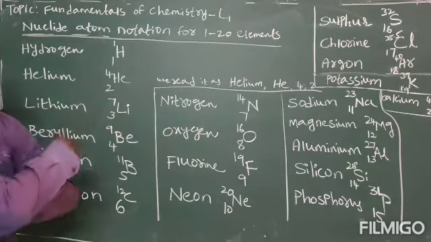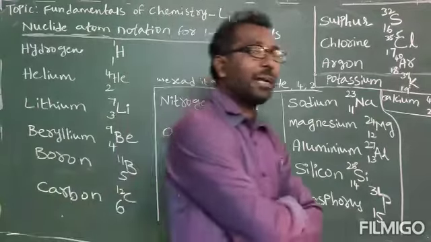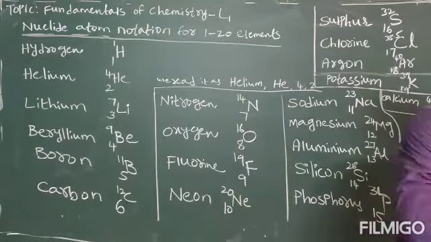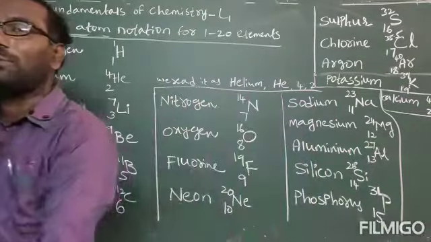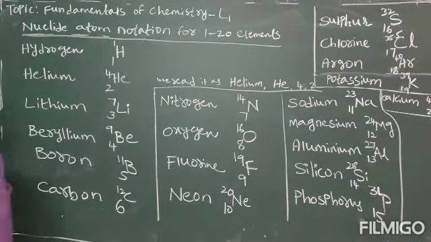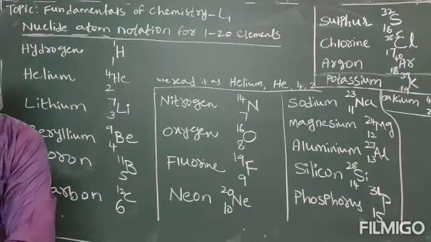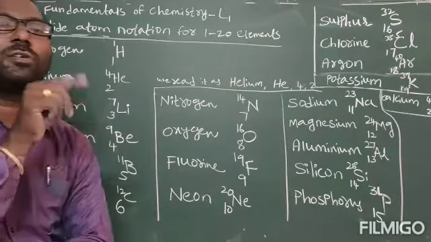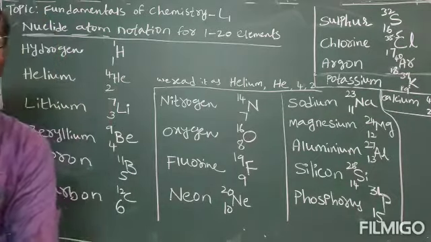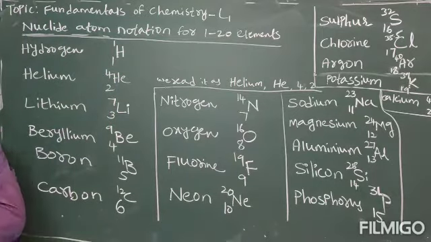Suppose I ask you, what is the symbol of nitrogen? In your mind you should get N, 14, 7. So the symbol is N. How many electrons are there in boron? Boron means B, 11, 5. 5 represents Z. So the number of electrons is equal to Z, that is, 5 electrons are there.